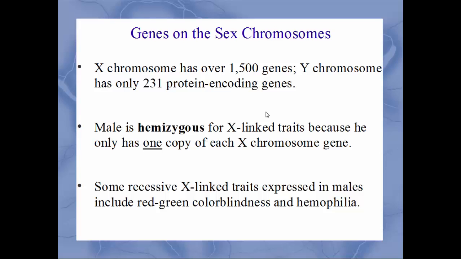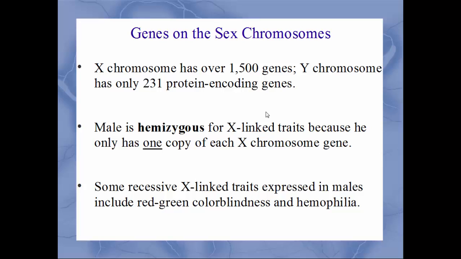About the genes on the sex chromosomes, like I mentioned before, there's a fairly noticeable size difference between the X and the Y. On the X chromosome, you'll find roughly 1,500 genes. On the Y chromosome, barely 230, roughly 231 protein-encoding genes. Now, the terms we talked about before, homozygous and heterozygous, are used when you're talking about a normal pair of chromosomes. You can have a dominant or you can have a recessive. But males are described as being hemizygous for X-linked traits, because there's only that one copy on the X.